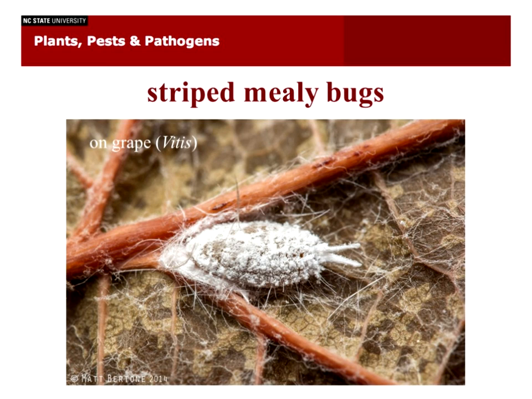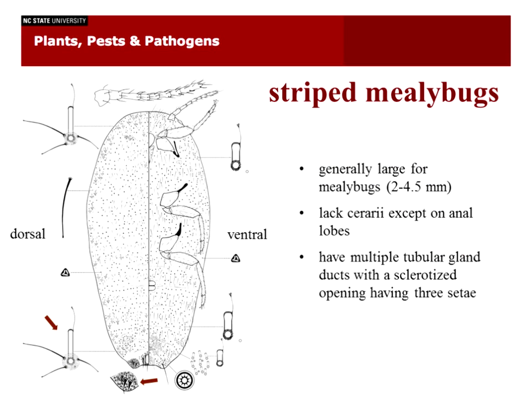Now, this might be a little bit more specific than people want to know, but I'd like to show you a drawing of the cleared specimen because it looks very different than what you would think. So scales and mealybugs are drawn with the dorsal side on the left and the ventral side on the right. And this shows just all the little structures, and this is how we identify these types of insects. So again, it's generally large for mealybugs, about 2 to 4.5 millimeters long. They lack cerariae, except on the anal lobes.